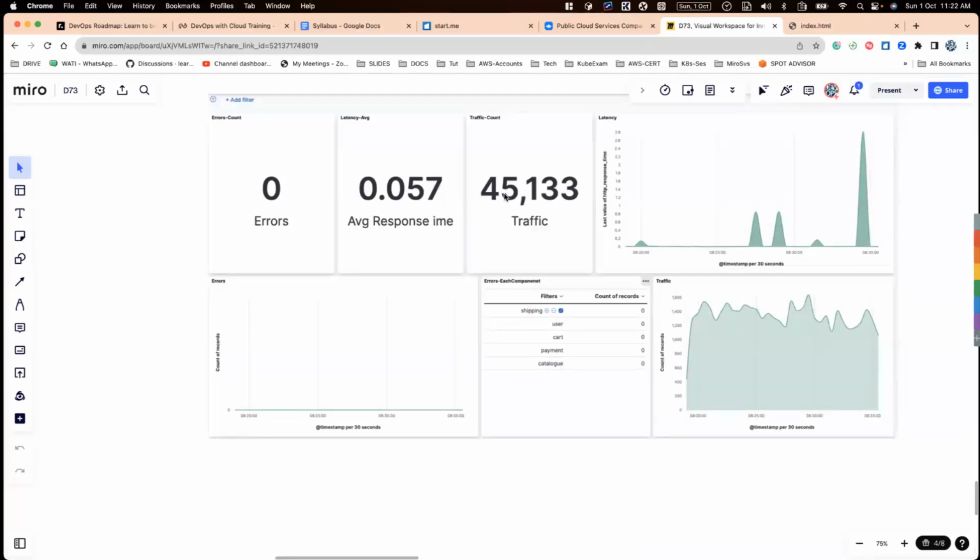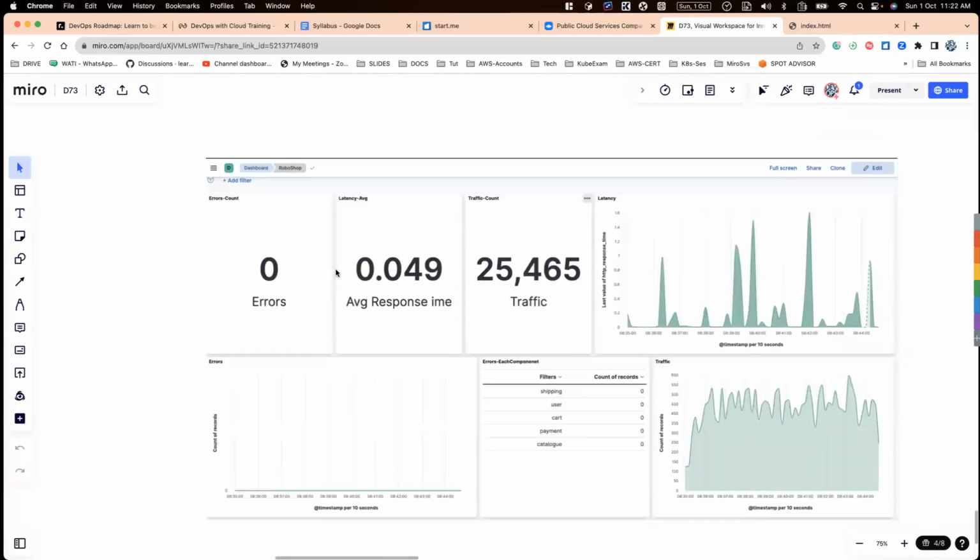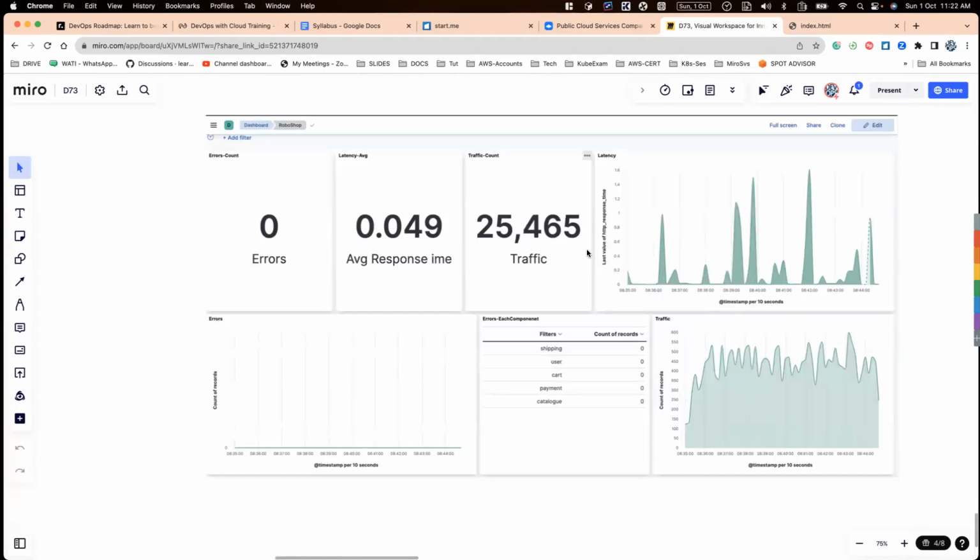So this is the one, and now you can see the errors. And the same thing, the third one, we'll do on Kubernetes also. This is the Kubernetes dashboard. Maybe we ran it for a small time, that's okay. Only 25,000 requests came, but 0 errors, right? So this is what I'm talking about.